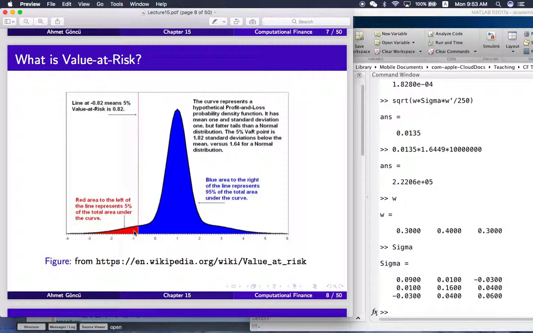If you are using a different confidence level, let's say 99% confidence level, then this red area will be 1% remaining on the left tail. So you will be finding this critical value, the quantile value that gives you this area on the left tail of the profit and loss distribution. So this is what value at risk tells you.